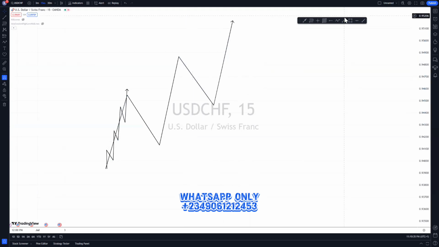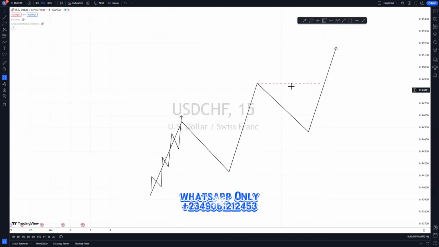Now, following this illustration I just made, we have a break of structure here, for instance. This break of structure that we have here is not exactly the same as the tiny break of structure we have here. Basically, this break of structure we have here is a major break of structure, but this break of structure which we have here is a minor break of structure.